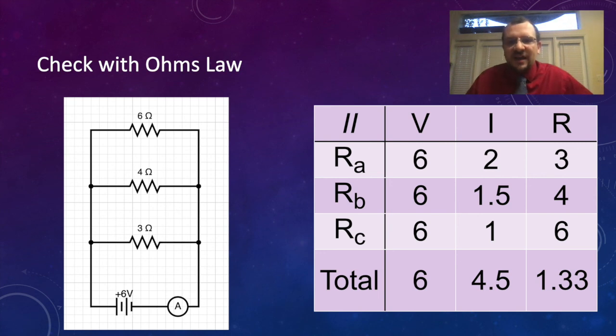You could also then find different unknowns if you end up having a circuit with slightly different givens.